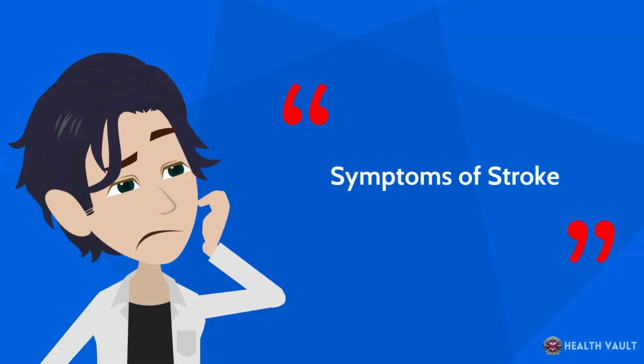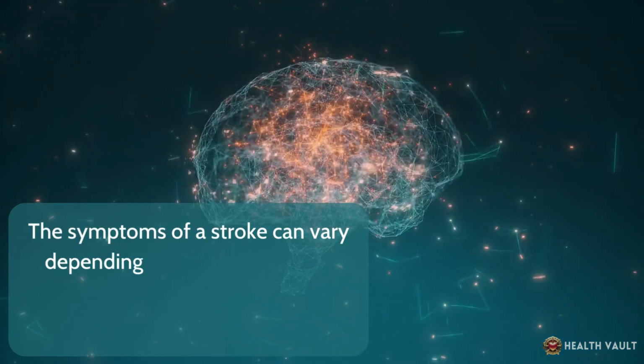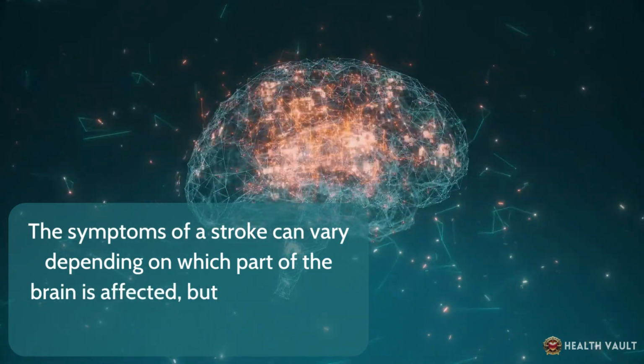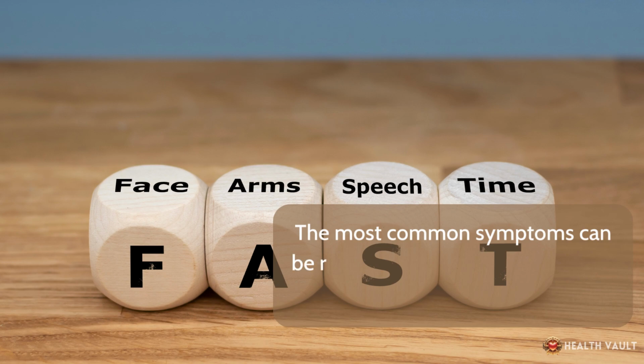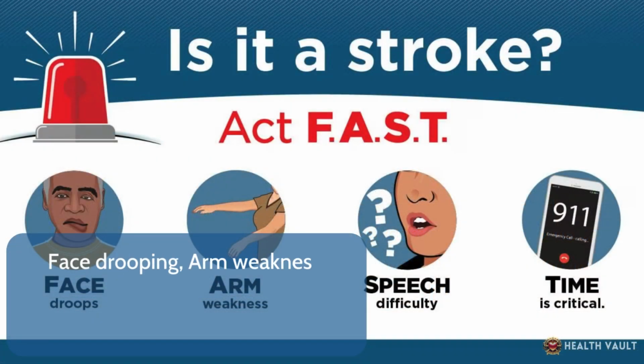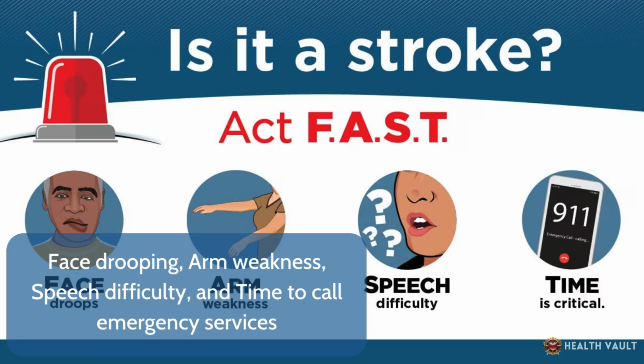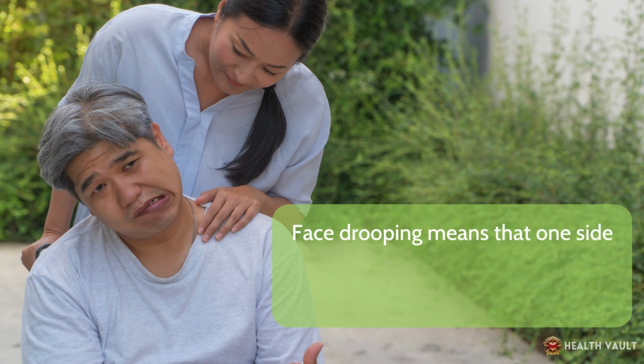Symptoms of stroke. The symptoms of a stroke can vary depending on which part of the brain is affected, but they typically come on suddenly. The most common symptoms can be remembered using the acronym FAST: face drooping, arm weakness, speech difficulty, and time to call emergency services. Face drooping means that one side of the face may droop or become numb.